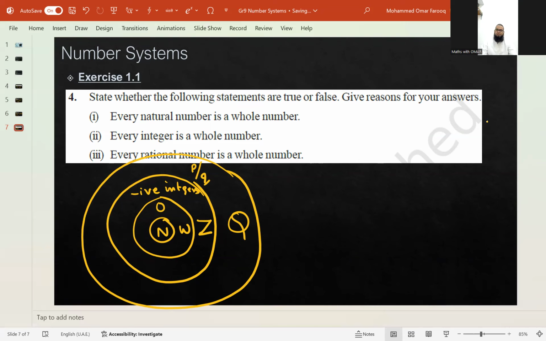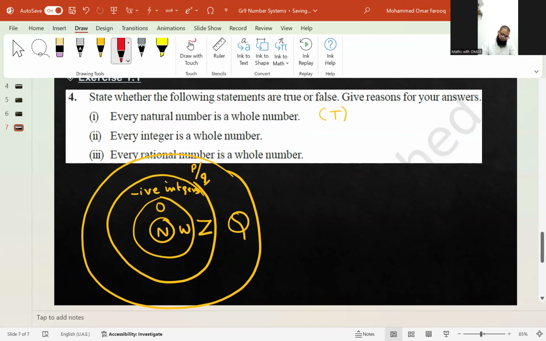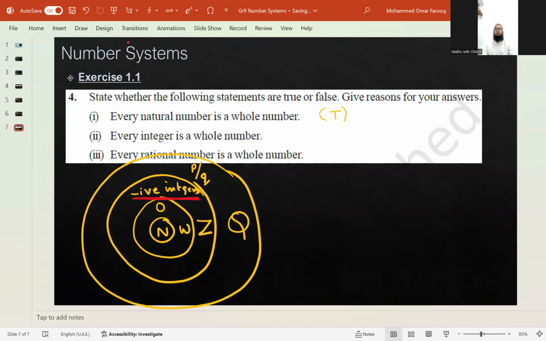Every natural number is a whole number. Here, inside the set of whole numbers, you have natural numbers. So obviously, every natural number is a whole number. So this is true. Understood? And every integer is a whole number. Is every integer a whole number? See, integer is a bigger set and whole number is a small subset of it. So that means all whole numbers are included in integers. But the negative integers, whatever we have seen, are not included in whole numbers.